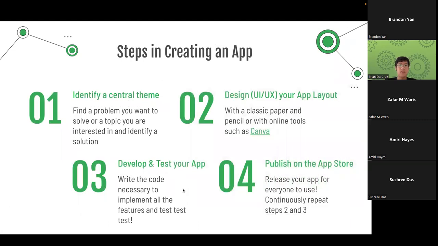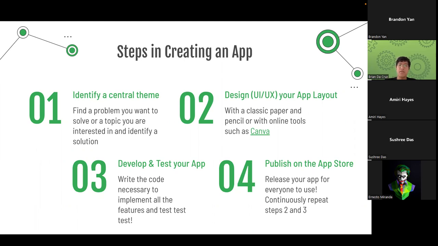So let's go over the steps in creating an app. First off, in general, we're going to be identifying a central theme, right? You need to identify a problem that you want to solve, as well as some kind of solution that you can create. So this is basically the brainstorming step. Identify a topic that you're interested in, and then think about a solution that you could create for it.